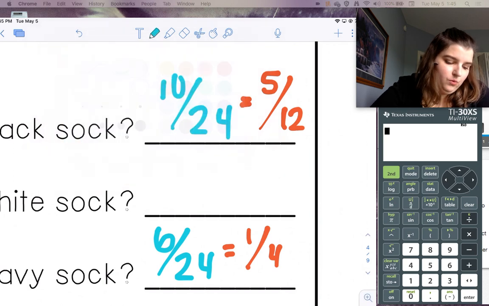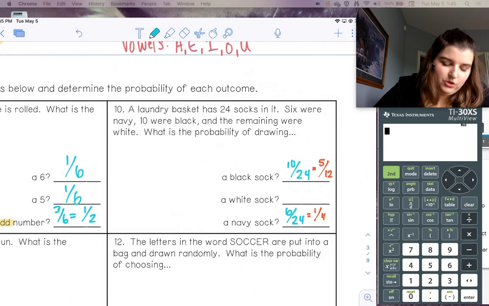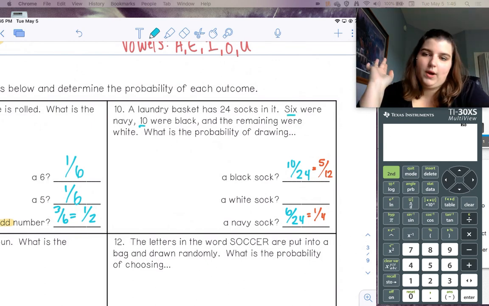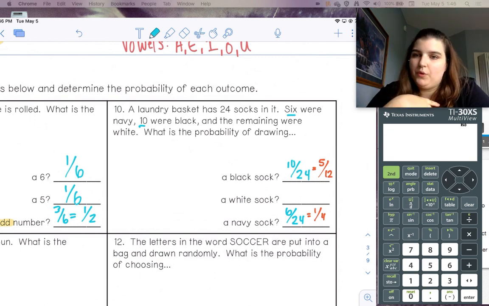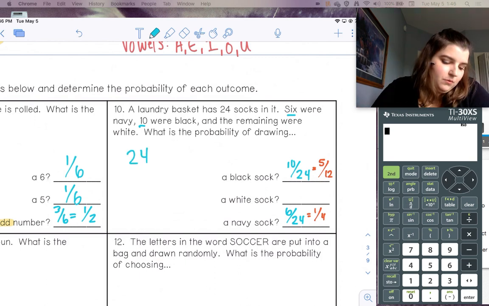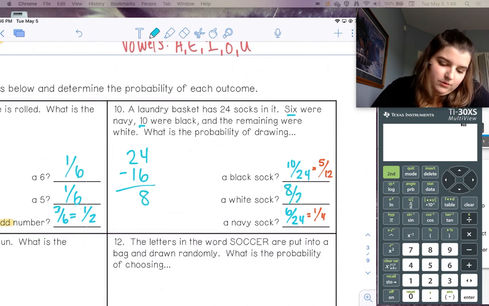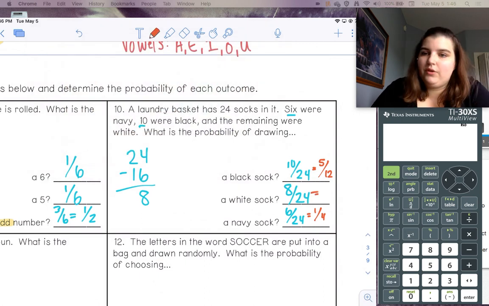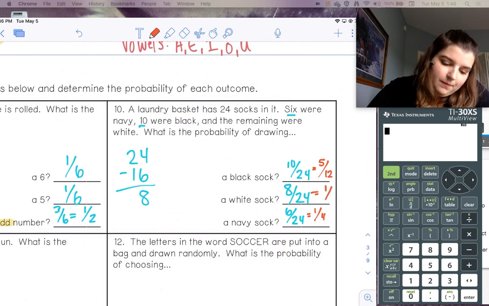So white socks are the remaining amount. So 10 and 6 are the other colors. The leftovers are white. So 16 taken away from 24 is 8. So there are 8 white socks out of 24. And 8 and 24 can both be divided by 8, 1/3.